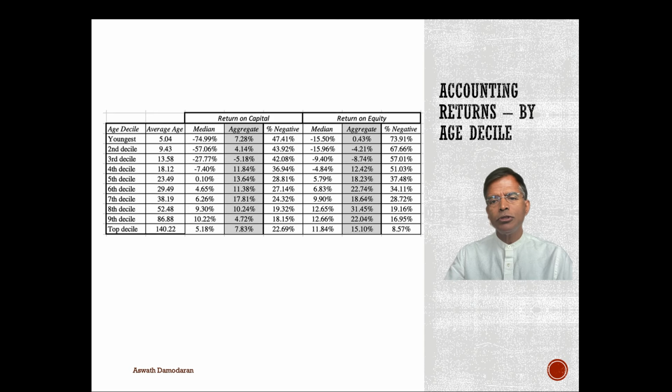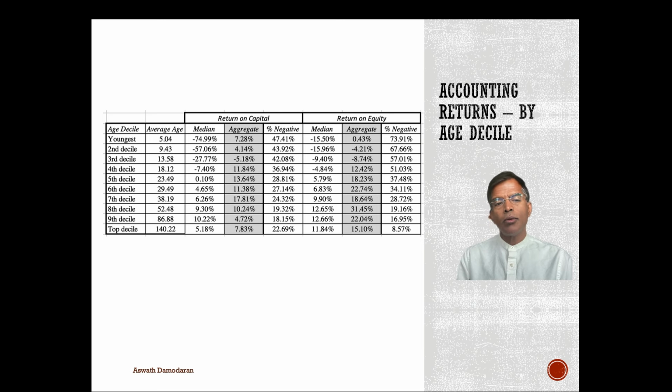But if you look at the inputs you need, you can see those inputs are going to be easier to get for some companies than others. Just to get a sense of what accounting returns look like for entire companies across the life cycle, here's what I did again. I broke companies down by age decile, from youngest to oldest, and I looked at return on capital and return on equity, defined the way I did, across companies.